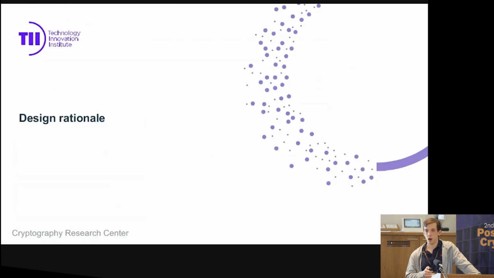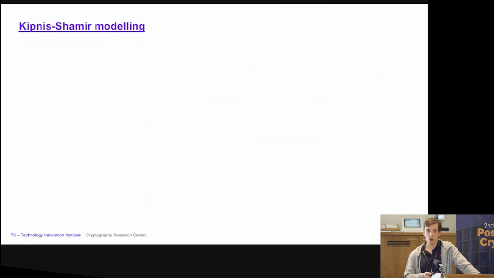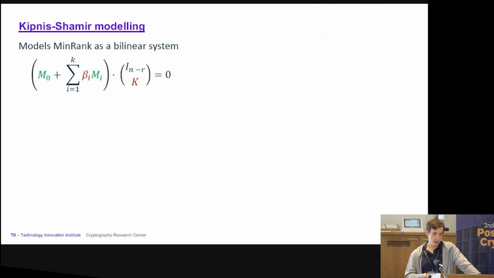Now let us look into how it works in MiRitH. So what's the design rationale for MiRitH? In MiRitH, we use the Kipnis-Shamir modeling. What's the Kipnis-Shamir modeling? It basically models min-rank as a bilinear system. And this looks like this. But it's not that important that it's a bilinear system.